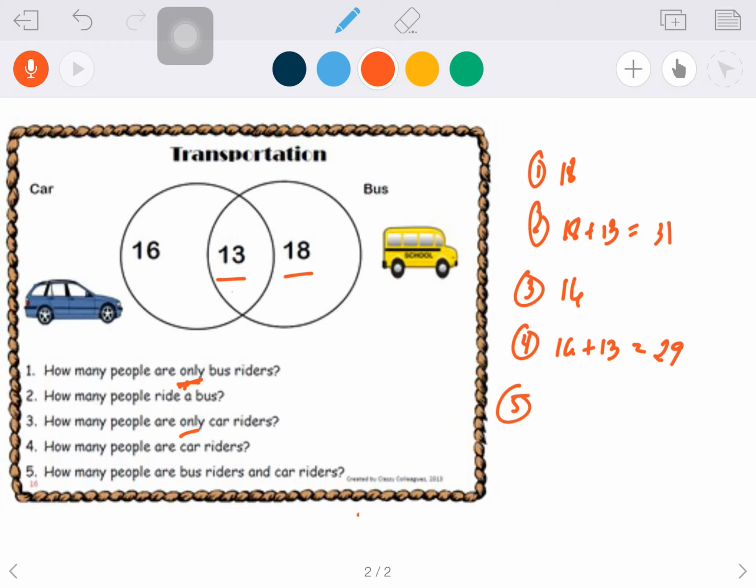The last number says, how many people are bus riders and car riders? This time, the conjunction "and" has a big effect because it means that both should occur. And in this case, it's actually referring to the overlapping part of your two sets, which is 13.